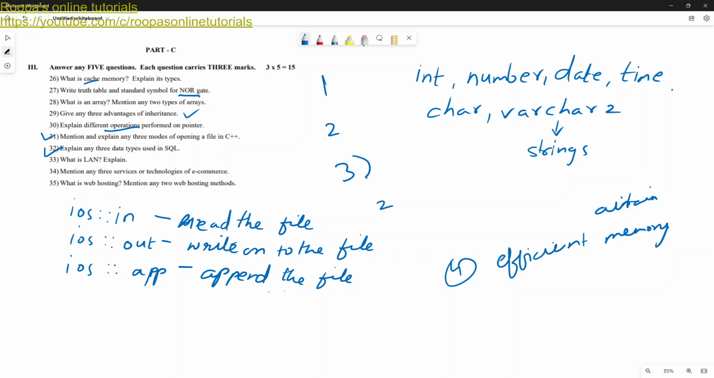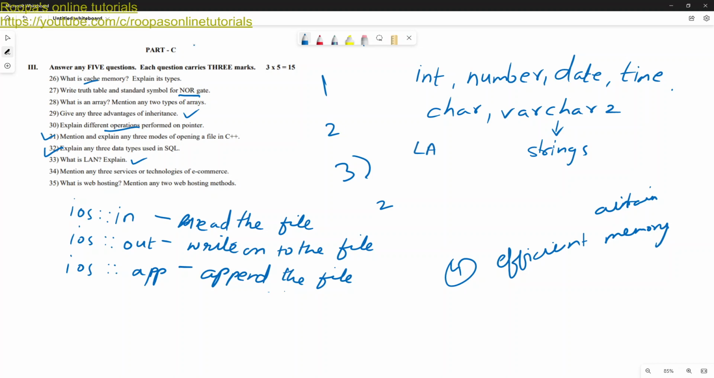Next one, what is a LAN? Explain. See, LAN stands for local area network. So it is not going to cover a large area of space. So the diameter is not more than a few kilometers, and it will be generally owned by a single organization. Maybe the LAN connection happens within a college or within an office. Okay, the error rates are very low. So you have to write the first, what is LAN.